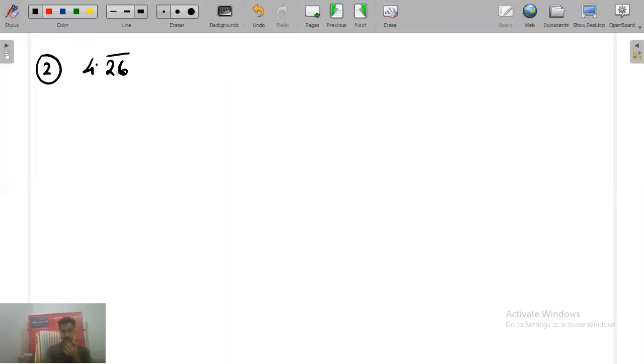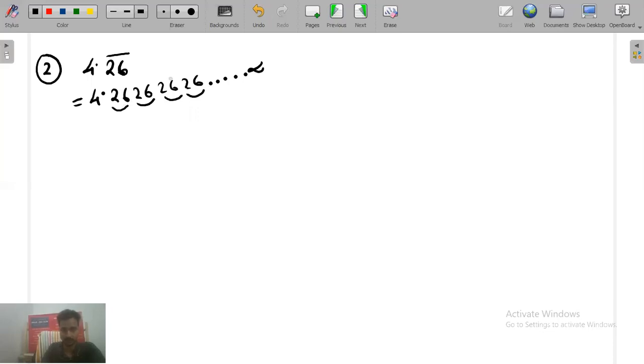4.26 bar means that this is a recurring number. That means it is a rational recurring number. In the first class or second class I have discussed these things. 4.26 bar means 4.262626 up to infinity. These two digits will repeat again and again. That's why it is repeating, non-terminating. We don't know whether it will end, so it is non-terminating. It will not terminate. So it is a non-terminating, repeating or recurring decimal. Yes or no? That's why it is a rational number.